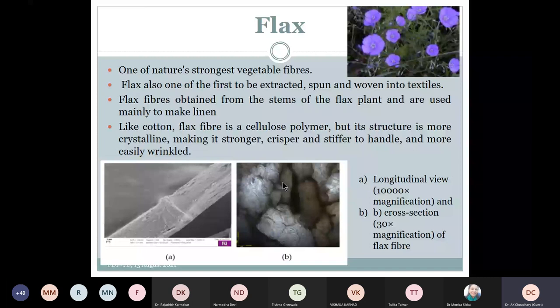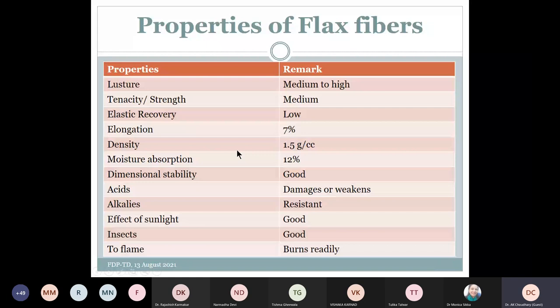This is the cross-sectional view of linen fibers. Here are some physical, mechanical and chemical properties: luster medium to high, tenacity and strength again in the medium range, elastic recovery low, elongation 7%, less than cotton, density 1.56, almost similar to cotton, moisture absorption 12%, higher than cotton fabrics, and good dimensional stability. Acids damage or weaken it.